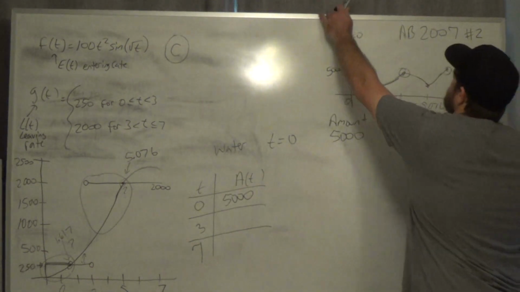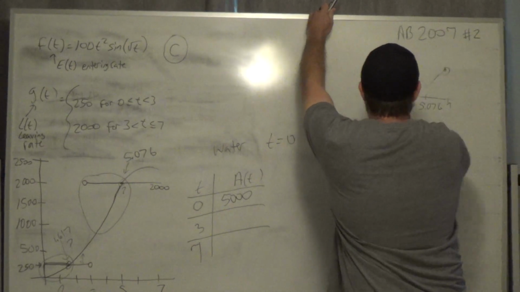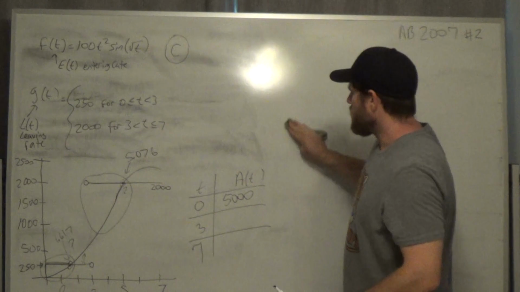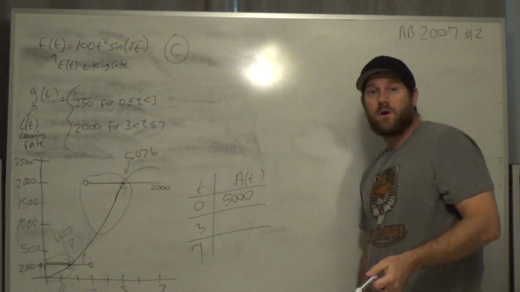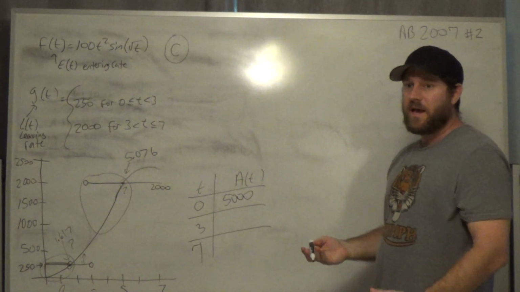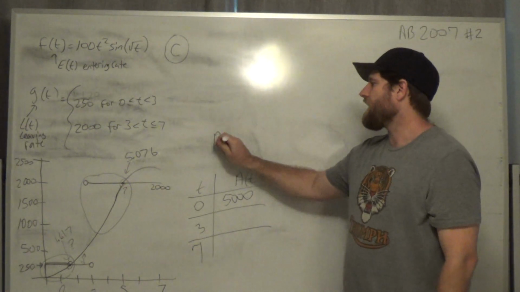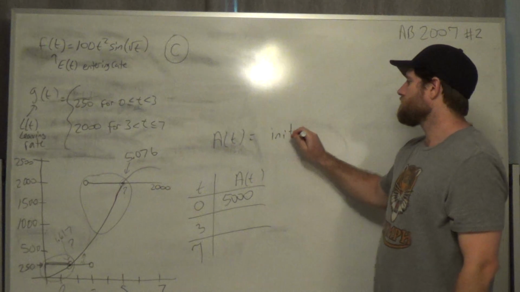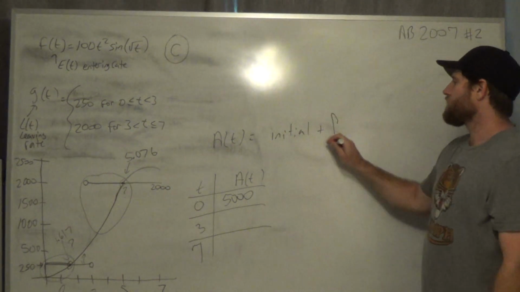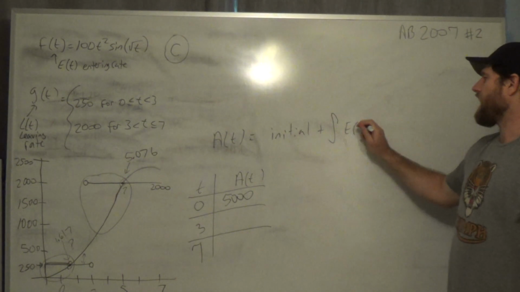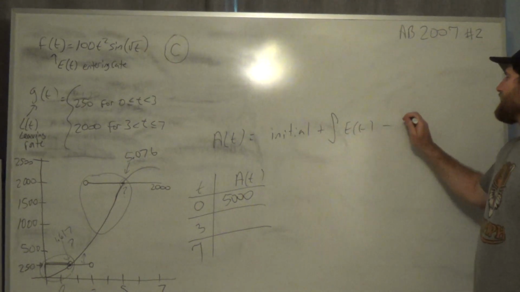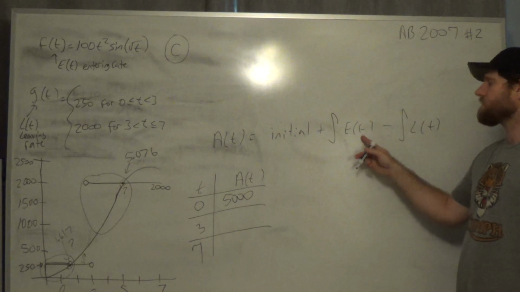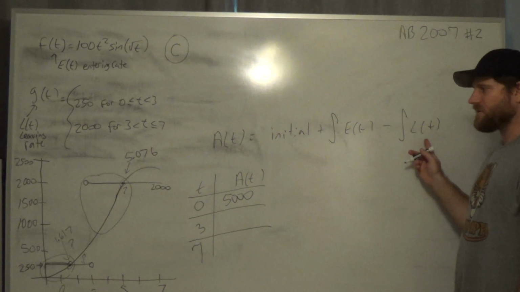Now this isn't your first rodeo, so we should go back and look at the notes that I've given you for the ETLT questions. The amount at time t is always the initial plus how much you gained minus how much you lost. The area underneath the entering rate is how much entered. The area underneath the leaving rate is how much left.